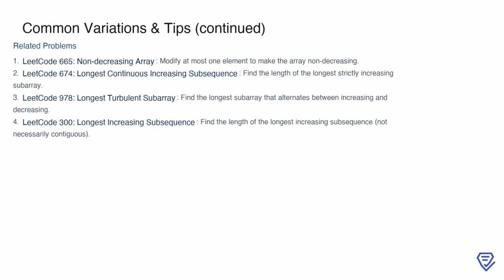LeetCode 674, Longest Continuous Increasing Subsequence, challenges you to find the longest strictly increasing contiguous subarray, which emphasizes subsequence length rather than element removal. Another related problem is LeetCode 978, Longest Turbulent Subarray, which explores alternating patterns of increasing and decreasing elements. Lastly, LeetCode 300, Longest Increasing Subsequence, involves finding the length of the longest increasing subsequence, not necessarily contiguous. These problems share overlapping techniques and insights, so exploring them can strengthen your problem-solving skills in handling sequences and array manipulations.